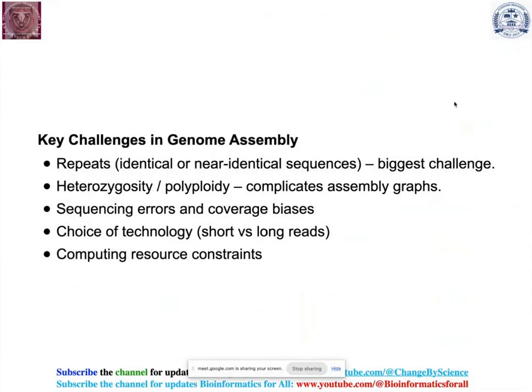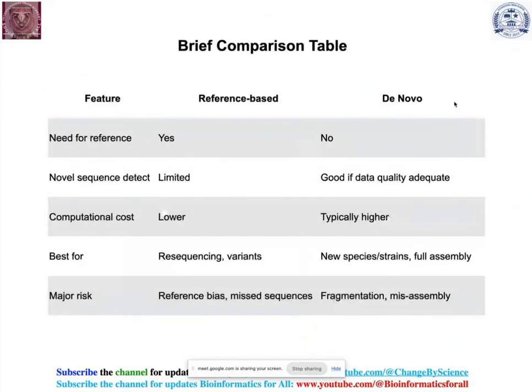Then key challenges in genome assembly are repeats, which are the biggest challenge, heterozygosity or polyploidy, which complicates the assembly graphs, sequencing errors and coverage bias, choice of technology, short or long reads, and computing resource constraints.